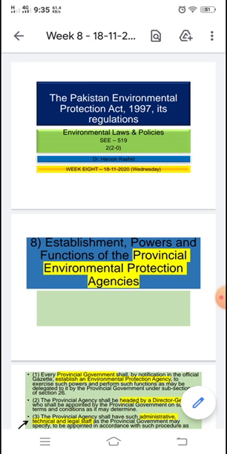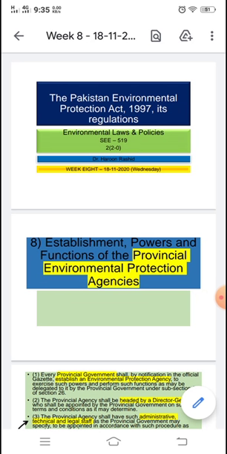Today in this lecture we will be again studying the Pakistan Environmental Protection Act 1997. In the last lecture we started with this act, and we also studied the background of this act, and how it actually originated. And today we will continue with our basic sections of this act.